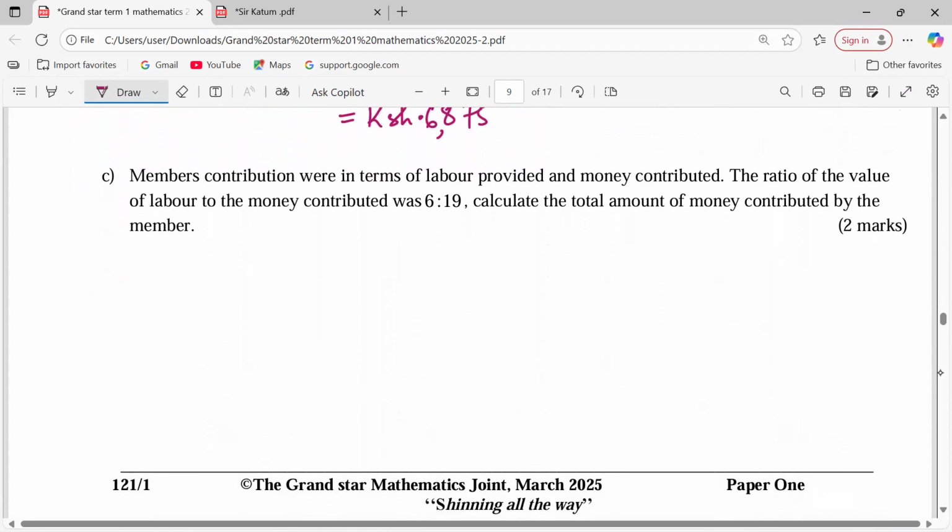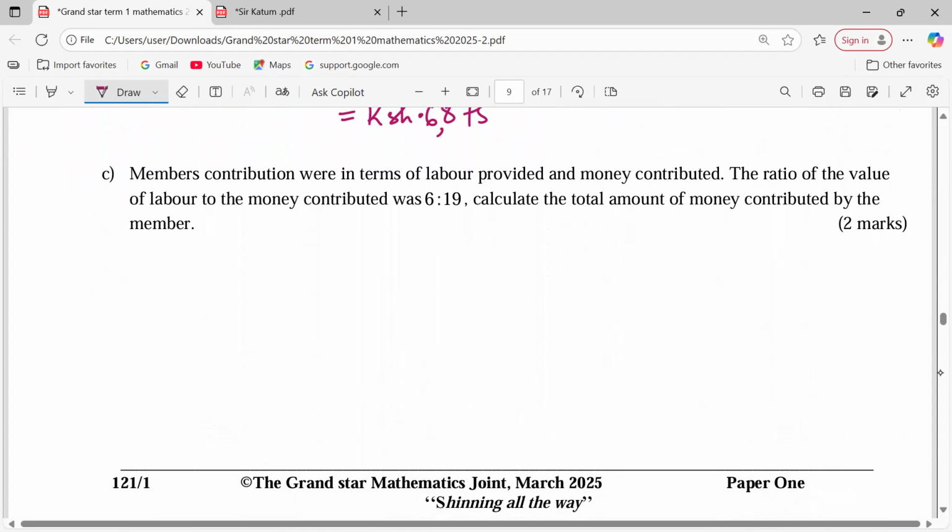Part C of this. Members' contribution were in terms of labor provided and money contributed. The ratio of the value of labor to the money contributed was 6:19. Calculate the total amount of money contributed by the members. So the ratio of value of labor to the money contributed means money contributed takes 19 proportions. So the money contributed is 19 out of the total proportions, which is 25 according to the ratio there, 6 is to 19. Then we multiply by the total amount they were to give.